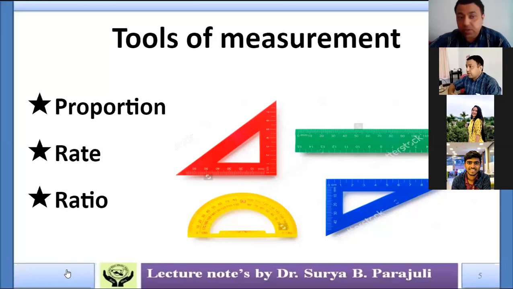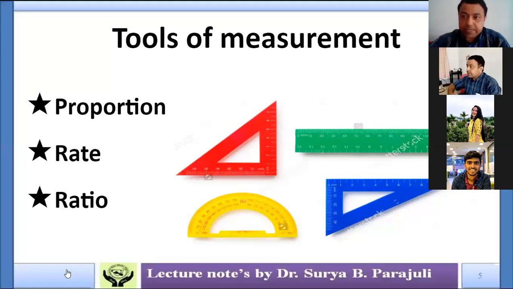So we have only 3 actually. They are already used in your day-to-day practice, but you need to now integrate your basic concept of tools of measurement in epidemiology and health. So one is proportion, another term is percentage. Proportion and percentage are somehow similar. Another one is rate, another one is ratio. So if someone asks you what are the tools of measurement, then you should say proportion, rate, and ratio.